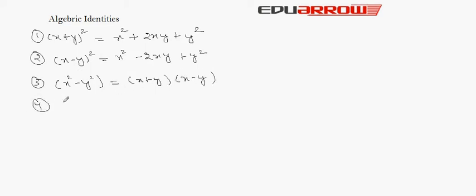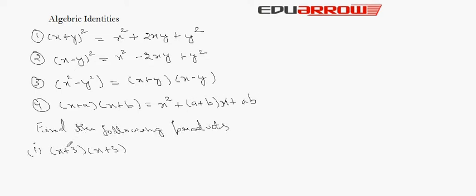Fourth one: (x + a)(x + b) = x² + (a + b)x + ab. Now let's solve some examples based on this. First is (x + 3)(x + 3). This can be written as (x + 3)², and by using the identity, first we can write x² + 2·x·3 + 3², that is equal to x² + 6x + 9.